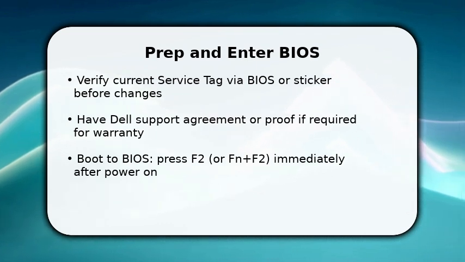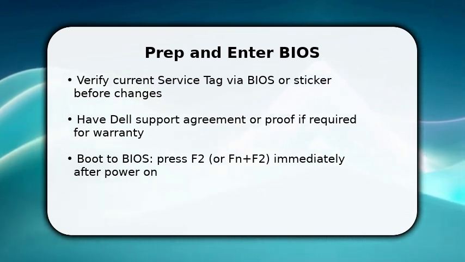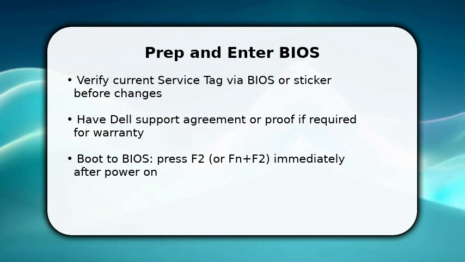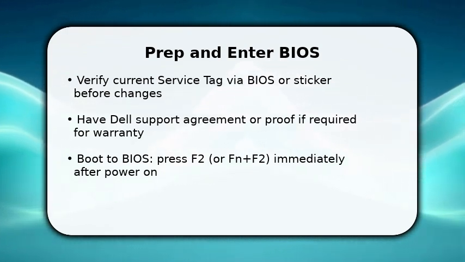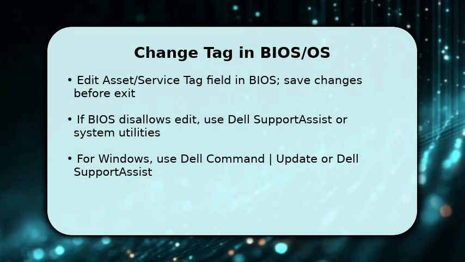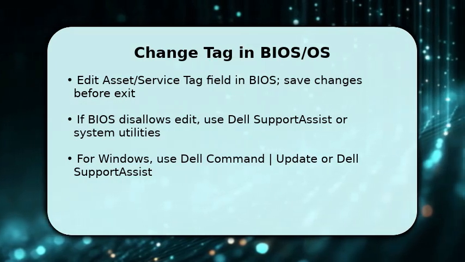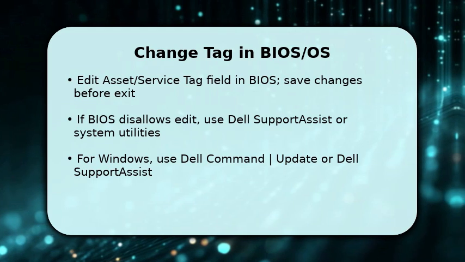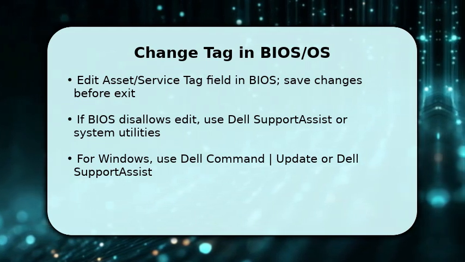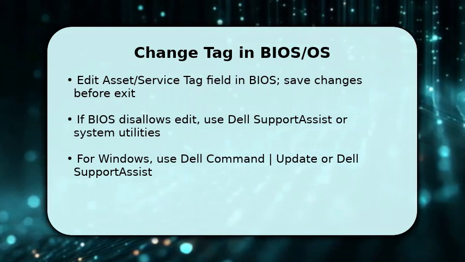Make sure your laptop is on AC power and that you record the original tag. Changing here is direct. You're starting inside firmware, so changes persist across reinstalls and OS updates. Once in the BIOS System Information screen, select the Asset or Service Tag field and type the new tag precisely. Case and digits matter. Then choose Save and Exit so BIOS writes the new value to NVRAM.